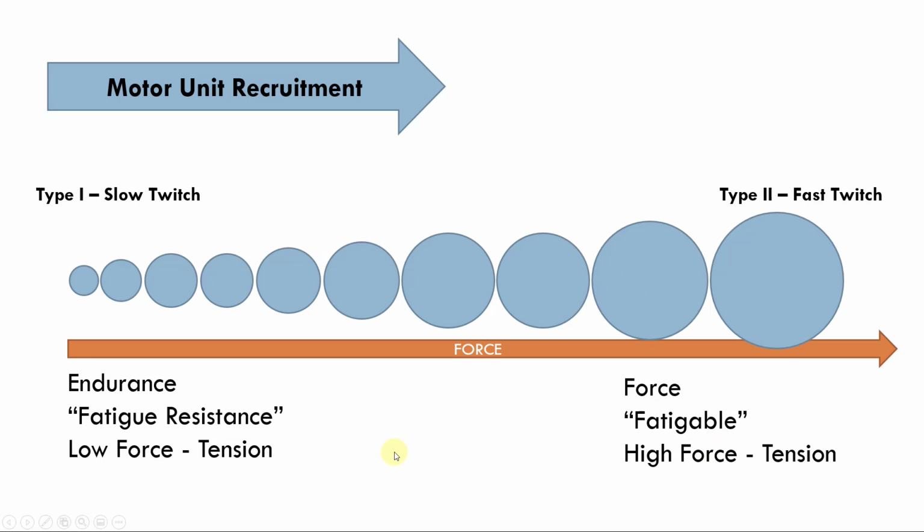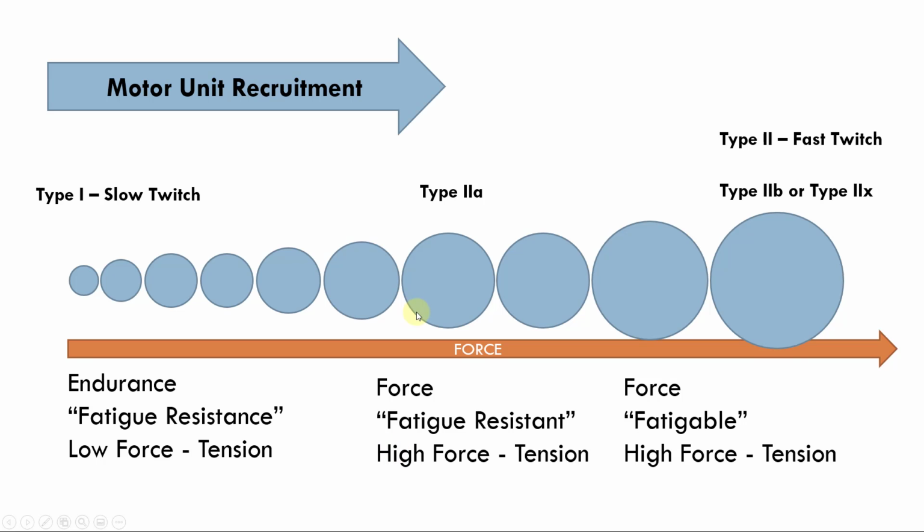Since there's a spectrum that exists, these fibers are broken down a little bit into type 2A and type 2B, or sometimes referred to as type 2X. The type 1 fibers are still endurance, fatigue resistant, but then you have this spectrum where as you move to the right, you can generate a little bit more force, but you trade off a little bit more fatigue. Your type 2B or type 2X are still your very high force producing, the highest amount of tension you can produce, but they poop out really fast. You can only use them like 3 or 4 times.